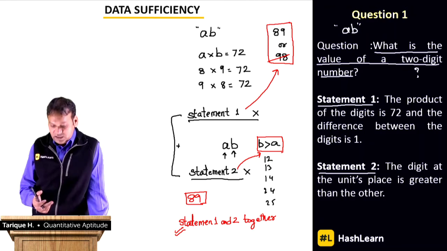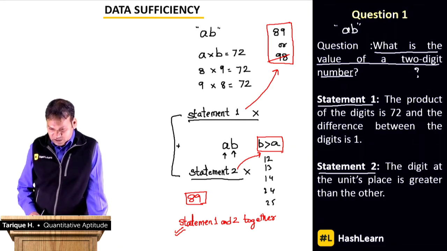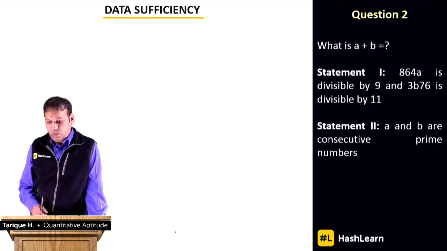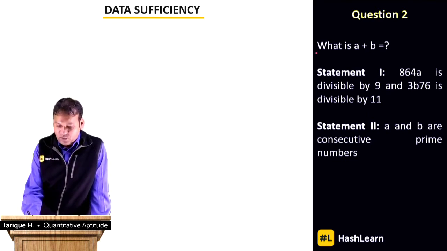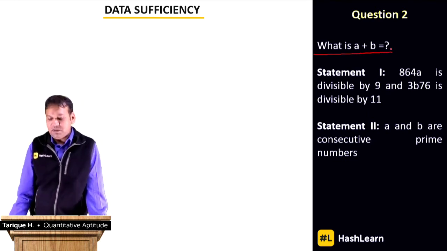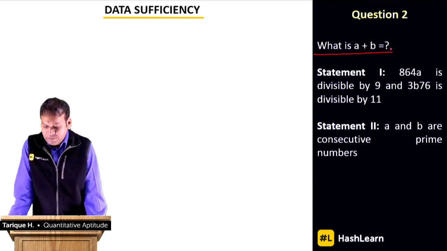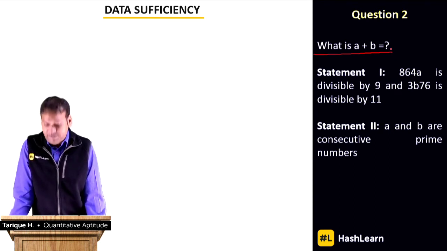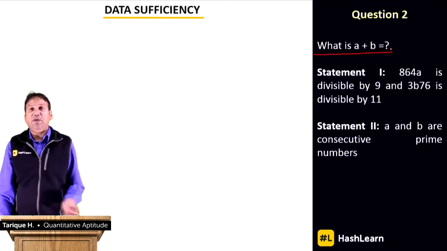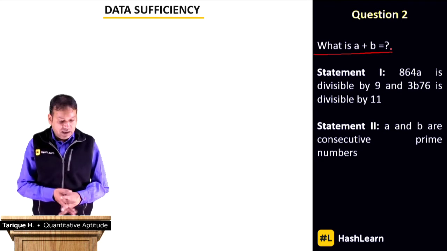So what we'll do next is to look at question number 2. What is A plus B? And here that's the question, what is A plus B? And statement 1 gives you some information. 864A is divisible by 9 and 3B76 is divisible by 11. And statement 2 says A and B are consecutive prime numbers. So try solving this question and you can post your answer in the comment section.